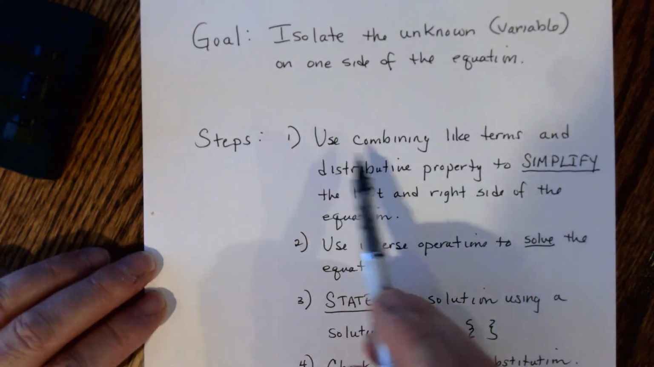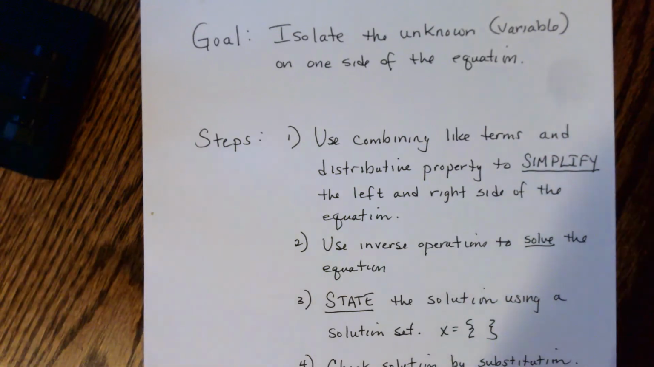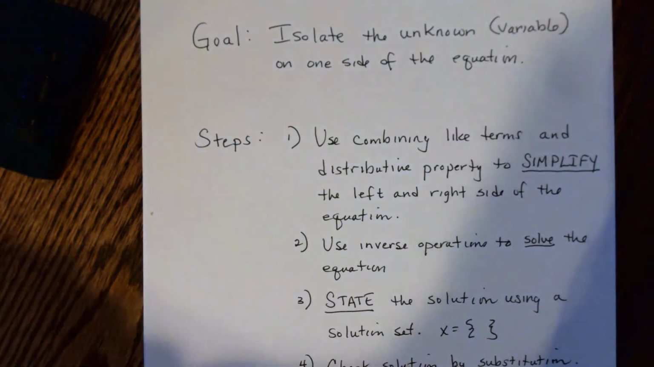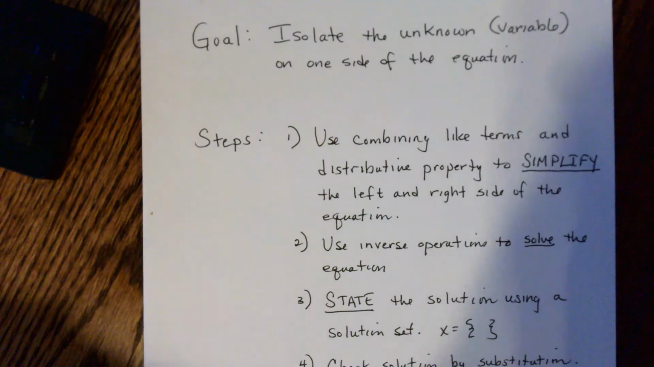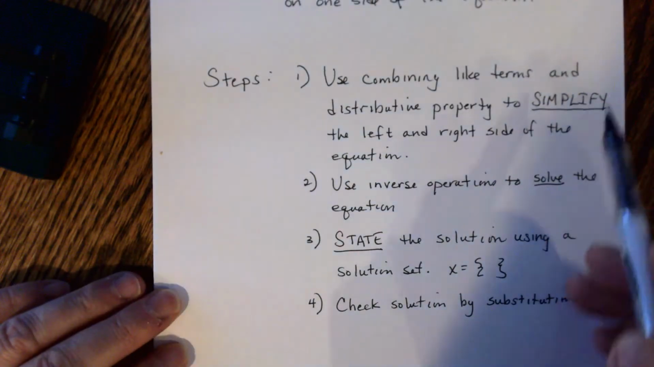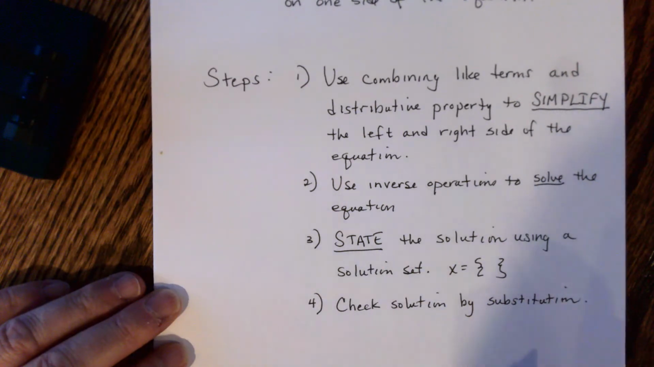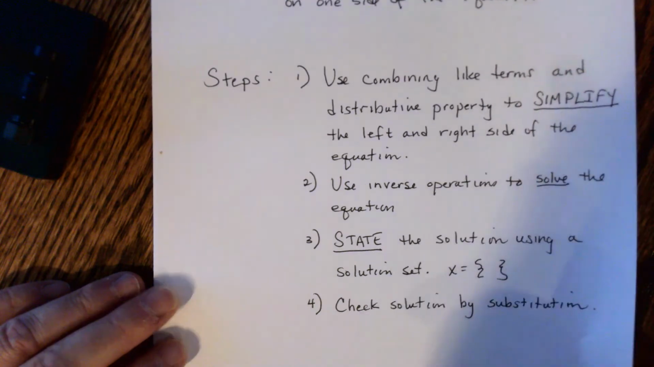So we're going to use combining like terms and distributive property to simplify the left and the right side of the equation. We're going to use inverse operations to solve the equation. We're going to state our solution. And last but not least, we want to check our answer. Okay? So we want to simplify, solve, state, and check. Those are the steps that you'll use when you're trying to solve linear equations.